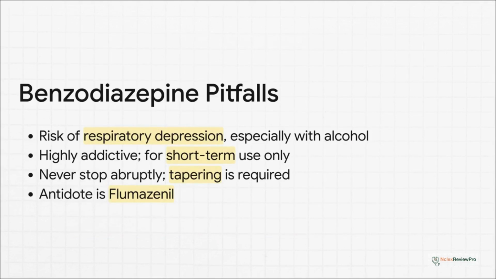Now, let's get serious. Benzos can be really dangerous, especially if you mix them with other downers like alcohol or opioids. The #1 risk you have to worry about is respiratory depression. It can be life-threatening, and here's the key fact for your exams. If you need to reverse a benzo overdose, the antidote is flumazenil. Just remember this little phrase: I flew fast in my Mercedes-Benz.